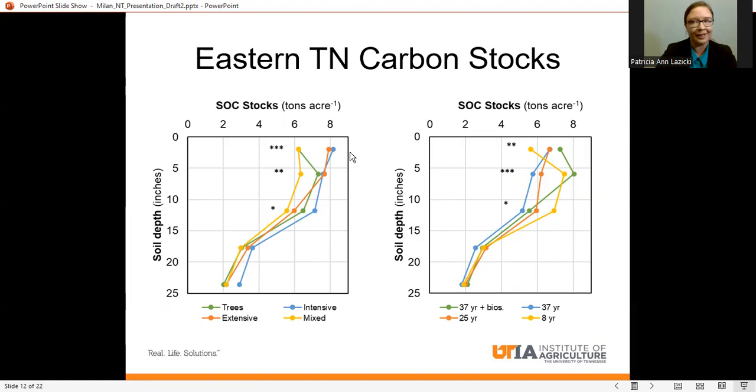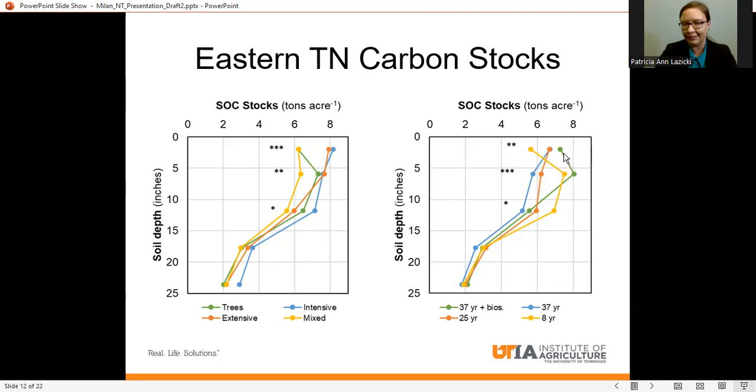And especially in the topsoil, we didn't see a difference between the extensive and the intensive rotational grazing. The tree field ended up being a bit lower than we expected, especially in the topsoil, but it also was a much sandier soil. So we're taking those results with a grain of salt. Coming over to our no-till chronosequence, I want you to take a look first at this top 2 inches.